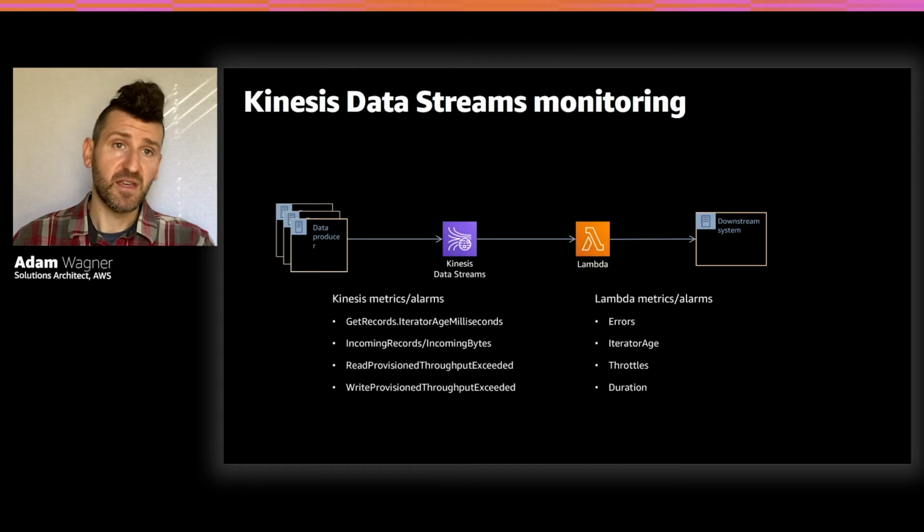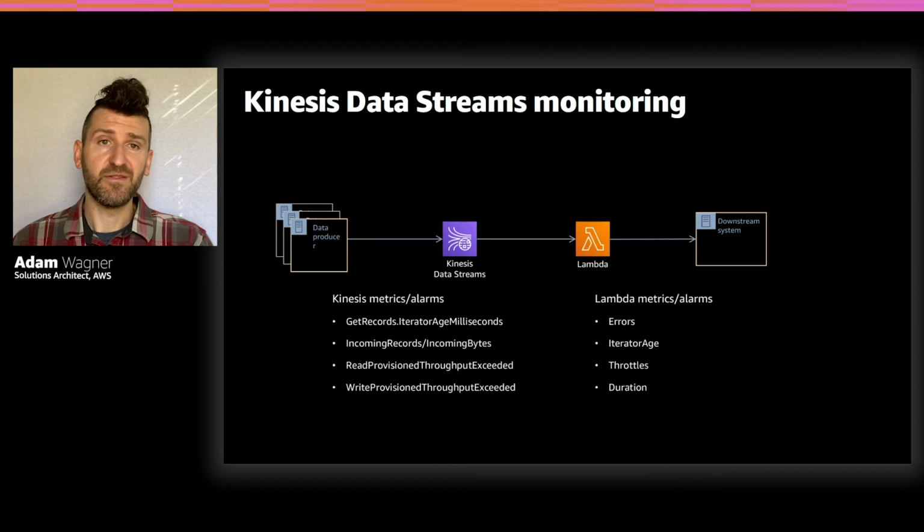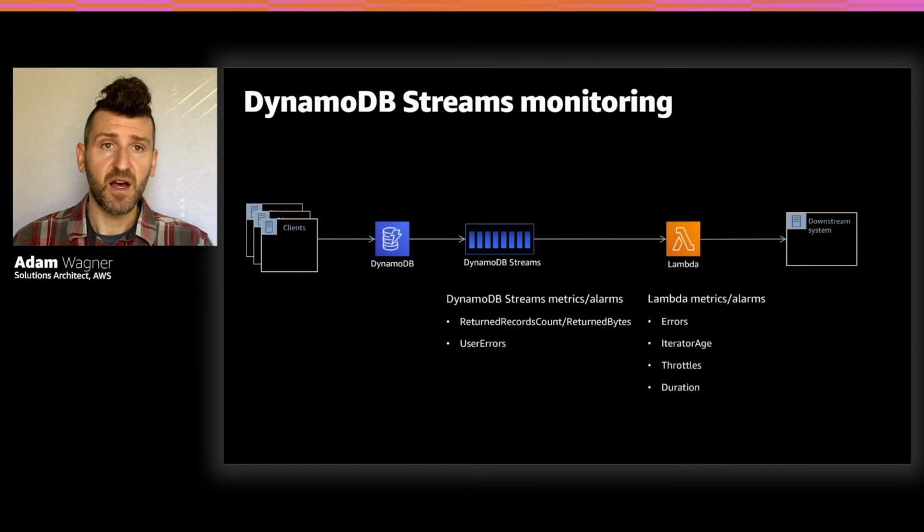Duration matters because it will basically influence iterator age, right? So if you push a new version of your Lambda function and the duration suddenly doubles, there's a good chance if your stream is busy that you're now going to be further behind in reading that stream. So just important to think about these metrics. On the DynamoDB side, very similar metrics. The stream itself has fewer metrics in this case, but on the Lambda side, the metrics are very similar. You're again going to want to watch that iterator age.